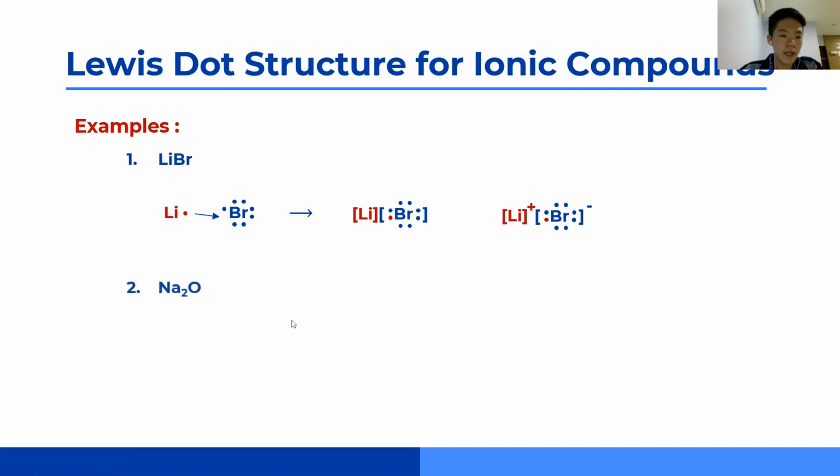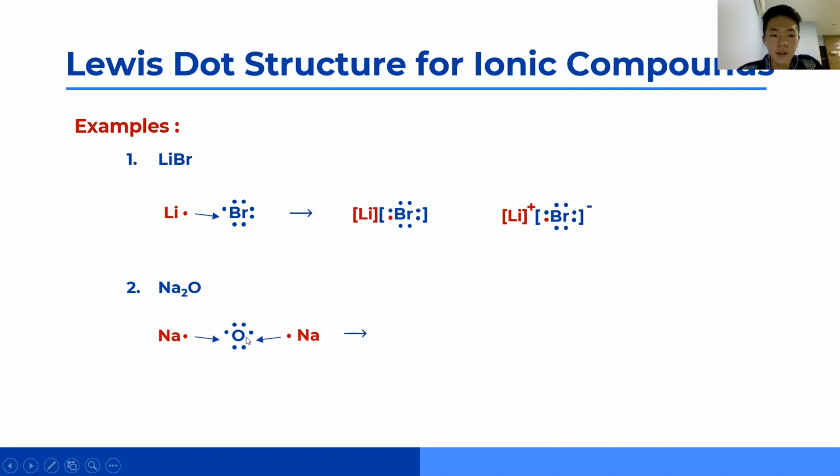For example number 2, we have sodium oxide, and we'll first draw oxygen because oxygen will be the central atom as it has a lower number compared to sodium. So oxygen has 6 valence electrons, so 6 dots surrounding it, and sodium has 1 valence electron. So in order for sodium to be stable, sodium will give its electron to oxygen. So from the left side and the right side, the dots will go to oxygen.